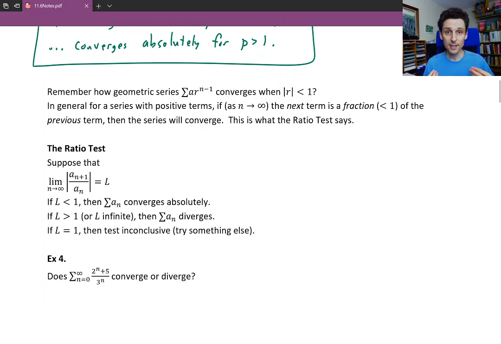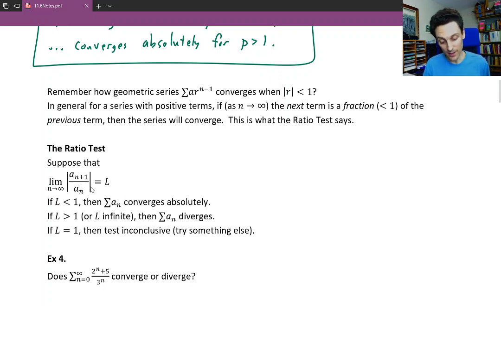It says that if the series acts like a geometric series, then it's going to converge or diverge like a geometric series. So here's the ratio test. Suppose that you take the limit as n approaches infinity of the next term over the previous term. So a sub n plus 1 is the next term, and a sub n is the previous term. These are two terms right next to each other. You can think of a sub n as the current term, and a sub n plus 1 as the next term.